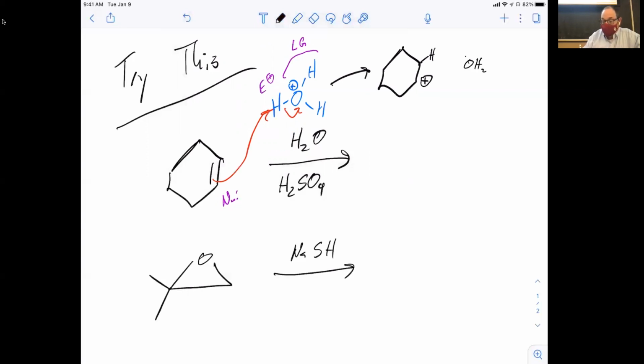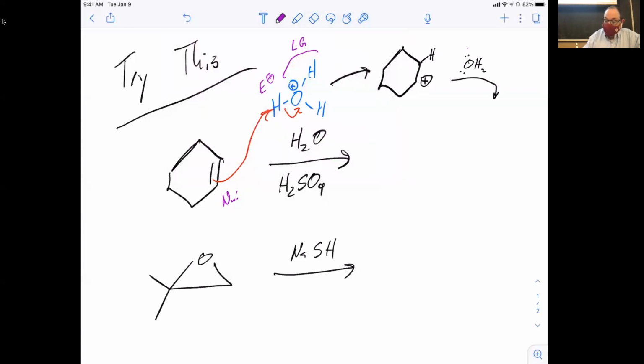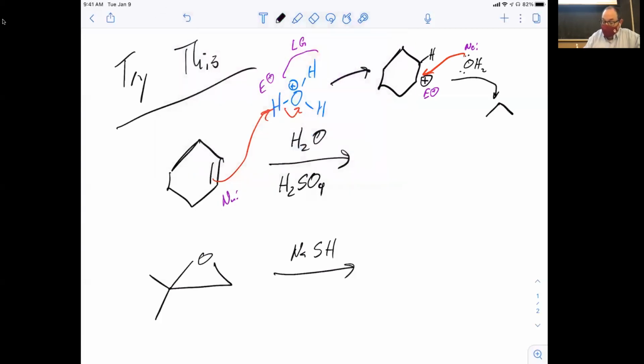Then my water now has a lone pair. That makes a good nucleophile. So if we do our labeling, here's my nucleophile now. Here's my electrophile. Positive charges are often easy to find, right? So nucleophile attacks electrophile. Now we get our hydrogen, our OH, that's protonated, right?